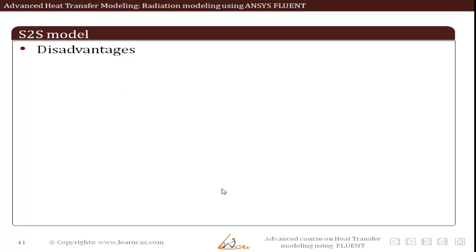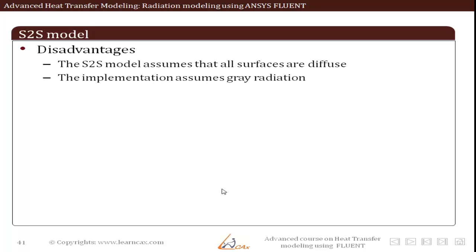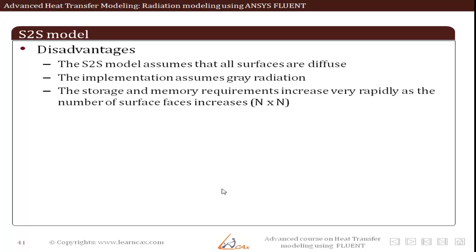There are also disadvantages of this model. The S2S model assumes that all surfaces are diffuse. The implementation assumes gray radiation. Storage and memory requirements increase very rapidly as the number of surfaces for view factor calculation increases. It cannot be used to model participating radiation problems. This is the biggest disadvantage of this model.